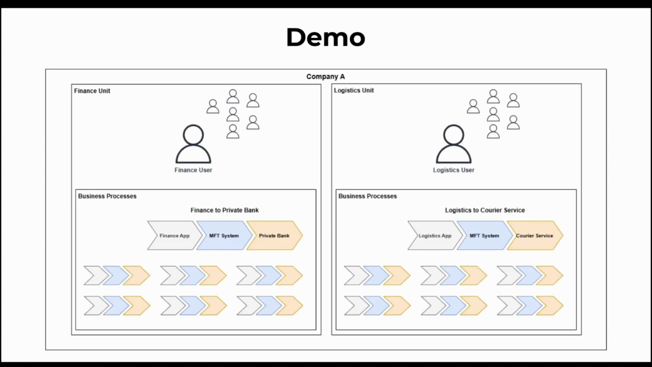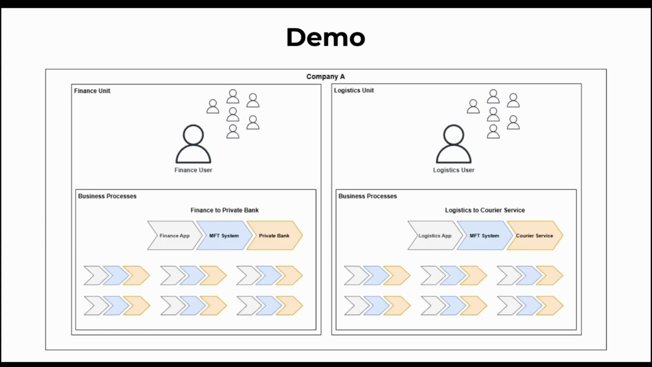Private Bank. Private Bank does something to those files and sends response files later on. The sending of the files to Private Bank and the response from Private Bank makes up a business process that the Finance business unit calls Finance to Private Bank. The Finance business unit has SLAs that state that certain files need to be delivered by a certain time. We will use this to show how self-service can be provided to someone that works in the Finance business unit.